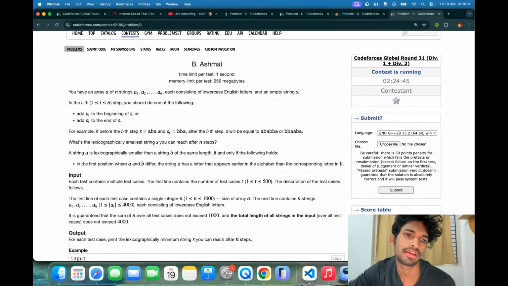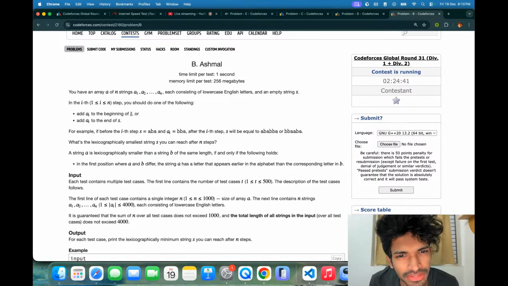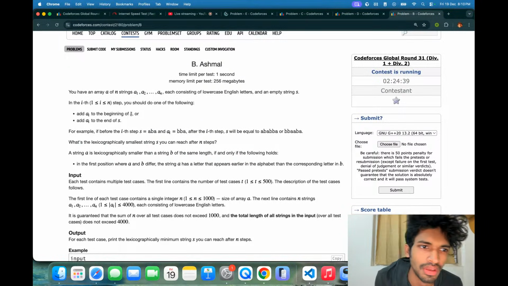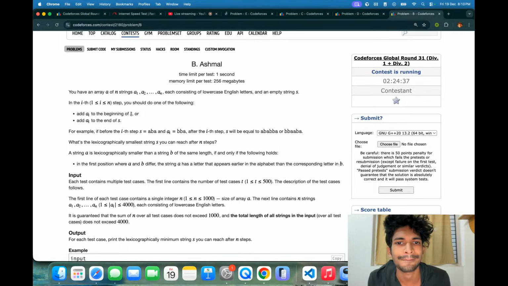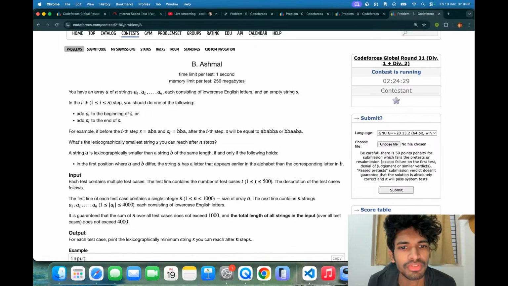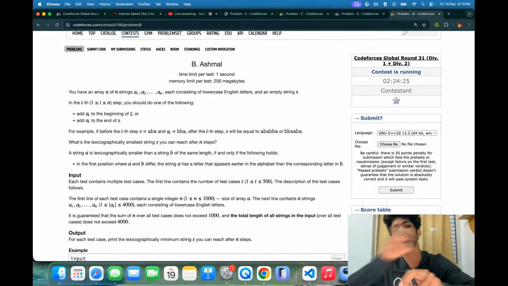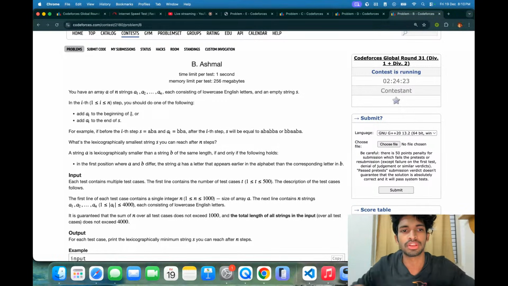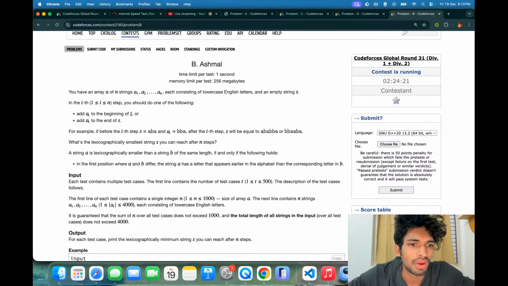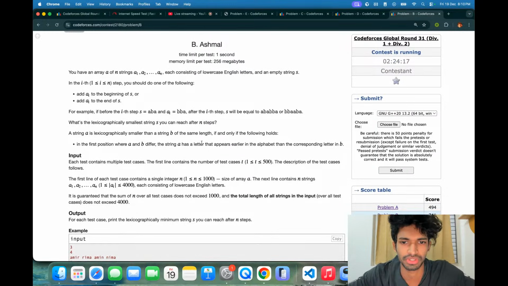You have an array of n strings a1 to an, each consisting of lowercase English letters, and an empty string s. In the ith step, you should do one of the following: add ai to the beginning of s or add ai to the end of s. So we have the structure like a1 goes here, a2 can be either here or here, a3 can be either here or here, a4 can be either here or here. What is the lexicographically smallest string you can reach after n steps is the question.